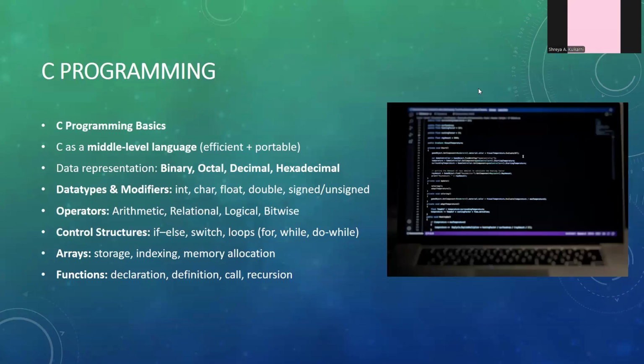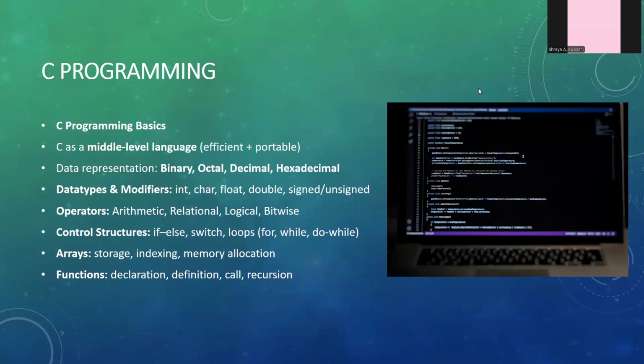Then we moved on to the control structures. In control structures, we saw if else, which is branching, then switch, which makes it easier to use if else if there are too many else ifs. So, switch can be used to simplify our code, and loops: for, while, and do while.